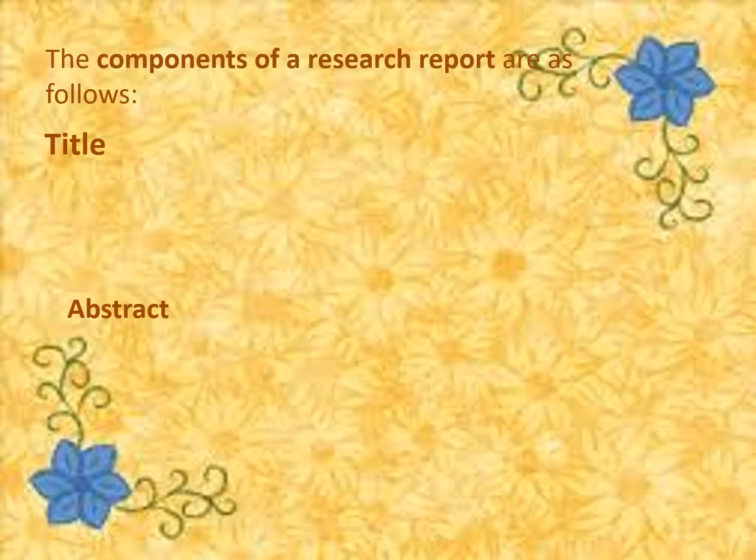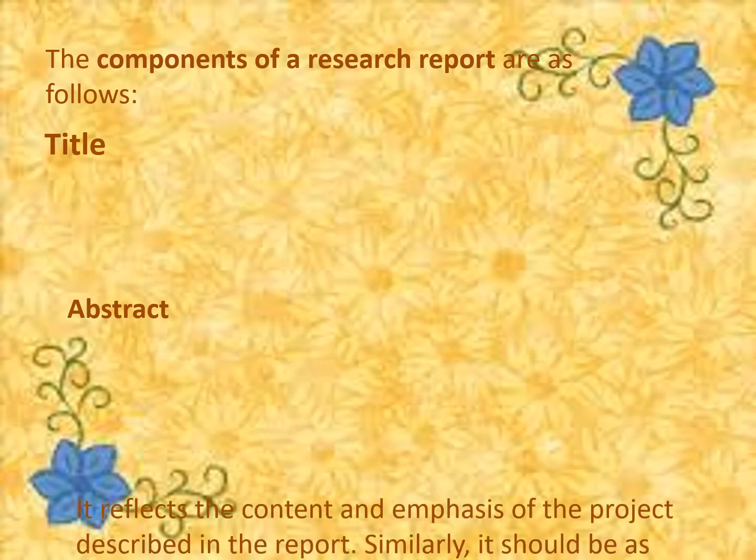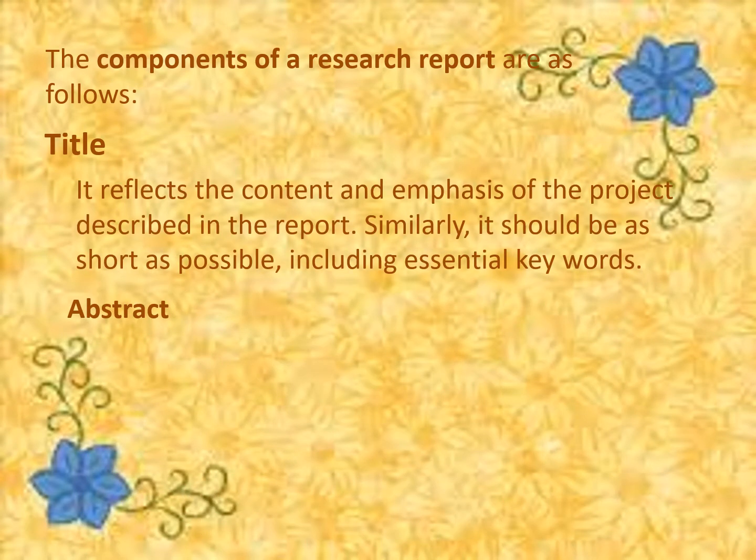The components of a research report are as follows. Number 1 is a title. It reflects the content and emphasis of the project described in the report. Similarly, it should be as short as possible, including essential keywords.